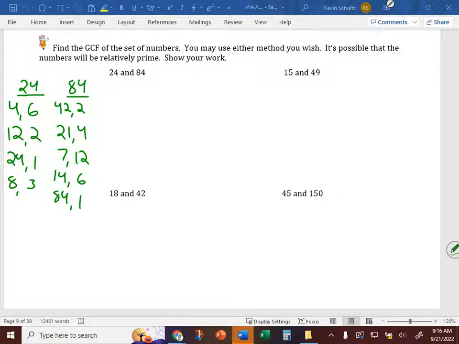Okay. But back to that 14 and 6, half of 14, we already got the 7, but half of 6, double 14. What is that? 28. Yes, 28 and 3.